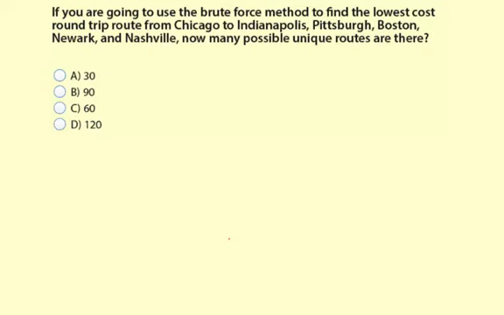If you are going to use the brute force method to find the lowest cost round-trip route from Chicago to Indianapolis, Pittsburgh, Boston, Newark, and Nashville, how many possible unique routes are there? Well, there is a formula for the number of unique routes, and that formula is U, which is the number of unique routes, equals (n minus 1) factorial divided by 2.